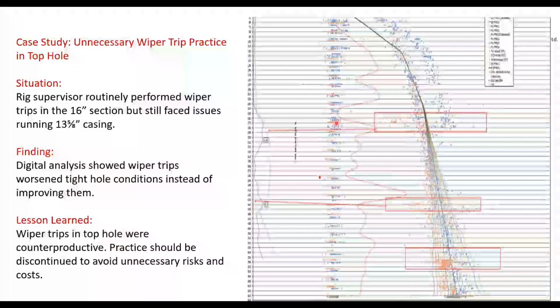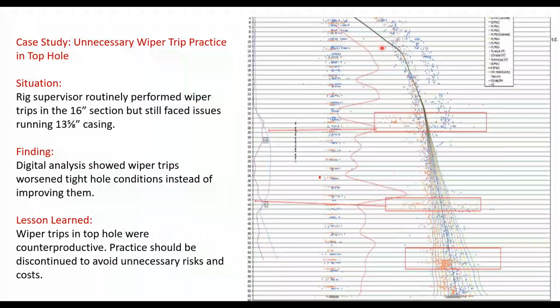This picture is telling you about tripping. You trip in the hole, that is your amber color. And you trip out of the hole, this is your blue color. In both cases, the tight hole conditions highlighted by the rectangles are still the same. No improvement, zero improvement for running this special trip to improve the well. So we suggested don't do it because it's not helping. And they saved one day, $75,000.